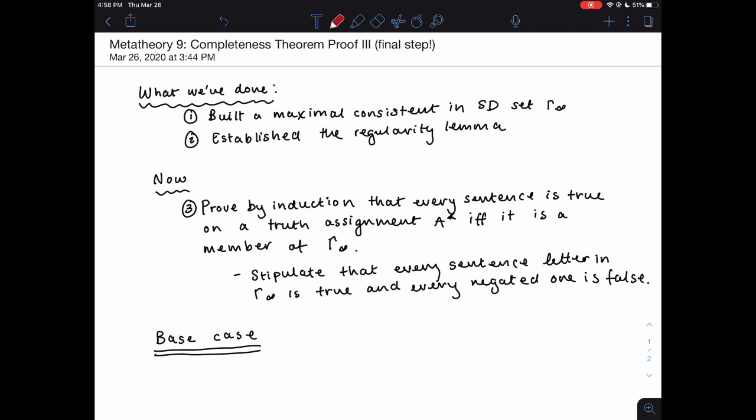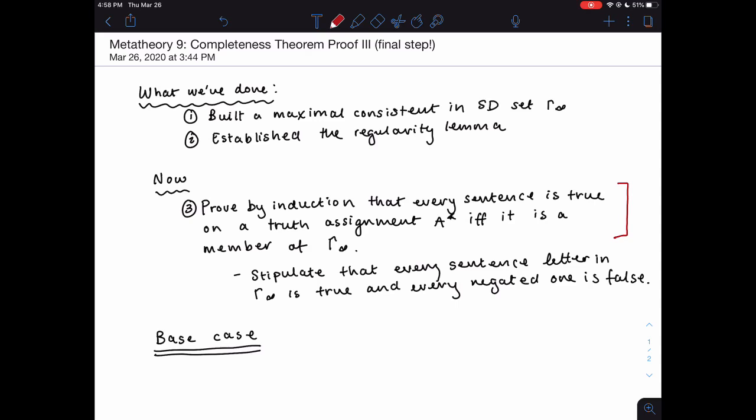Remember that ultimately the claim we're trying to prove is a variation of the completeness theorem that says that if a set of sentences gamma is consistent in SD, then it's truth functionally consistent. So that's a claim that ties together consistency in SD with truth value assignments. And that is what we're going to prove today.